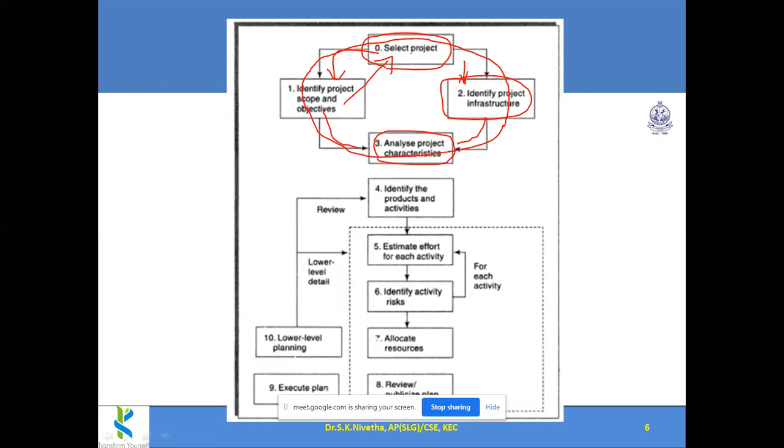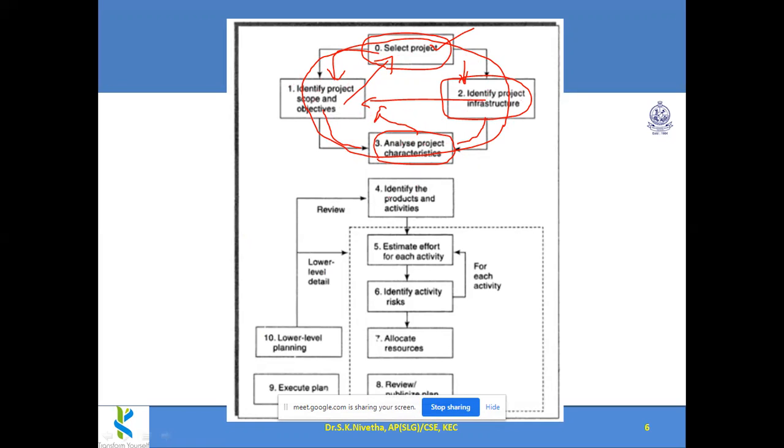So even after deciding to take up the project, they have to revise the scope and objective based on the available infrastructure and based on the analysis they made on the project characteristics. So that will be refined. So this step takes enough time to finalize.